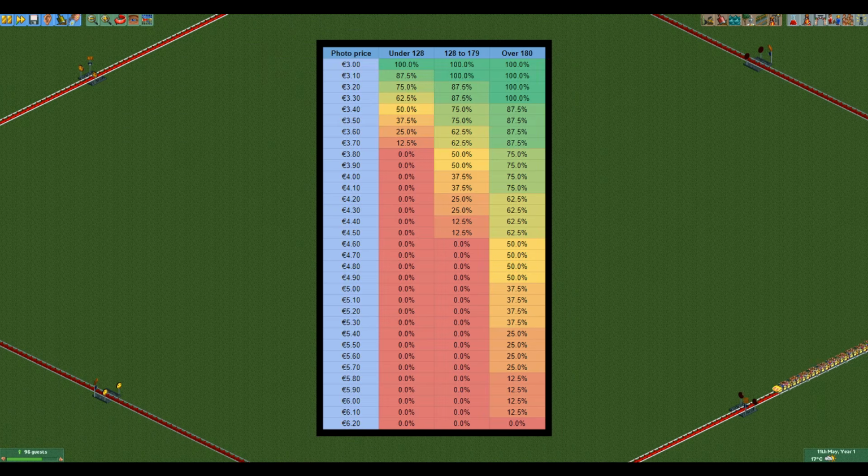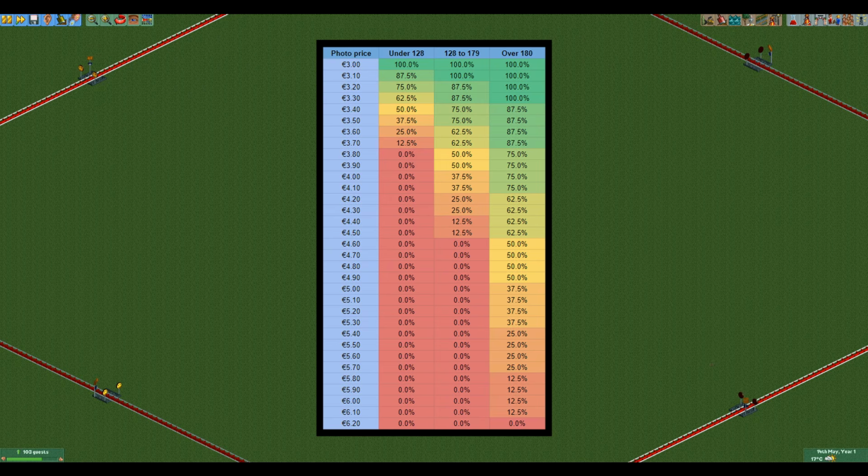Here is a table. In the column on the left is the price of the on-ride photo, and in the other 3 columns is the chance that a guest will buy it, 1 column for each state of happiness. It goes from €3 where everyone will buy it, all the way to €6.20 where no one will buy it because it's too expensive. As you can see, the happier the guest, the higher the chance that they will buy more expensive photos. However, even at a still quite low price of €3.40, the happiest guest sometimes won't buy it, which happens if the random number is the lowest possible.